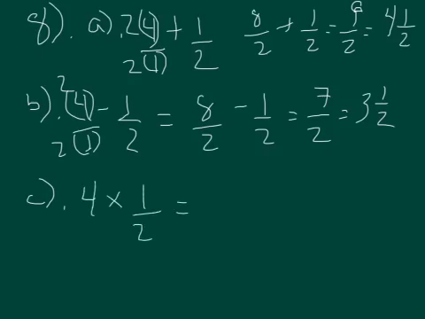Then for C, we had 4 times 1/2. Well, that's easy. 4 times 1 is, of course, 4. 2 times 1 is 2. 4 divided by 2 is 2.